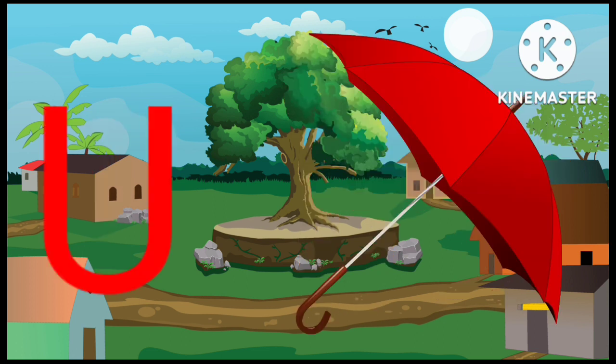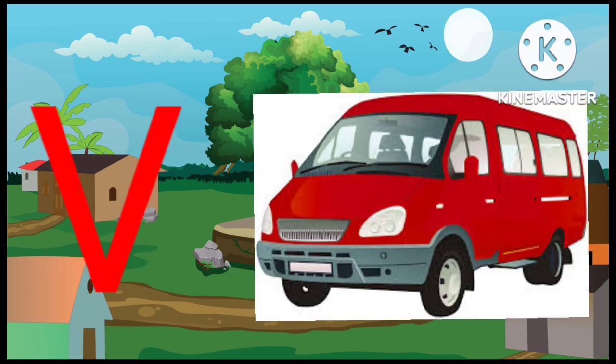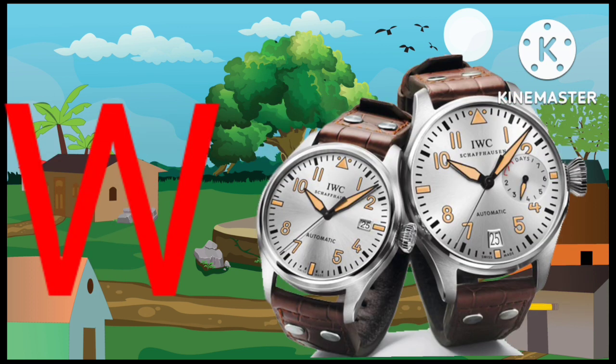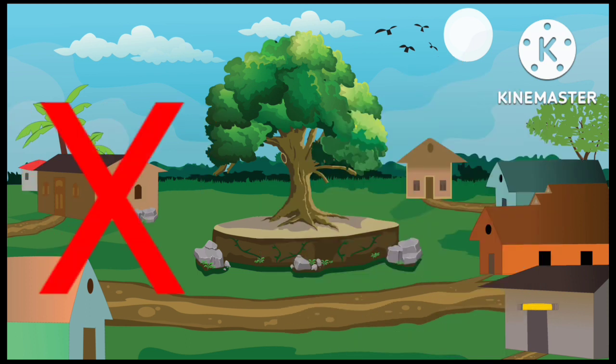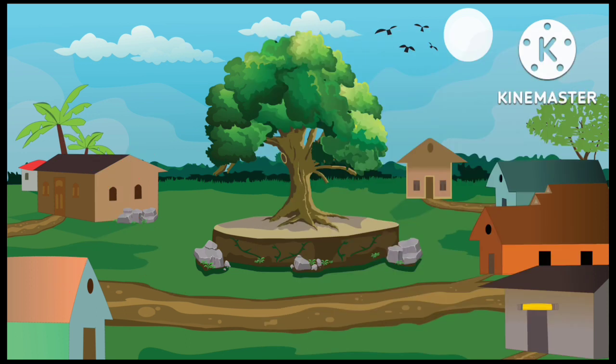U for umbrella. V for van. W for watch. X for Xmas tree.